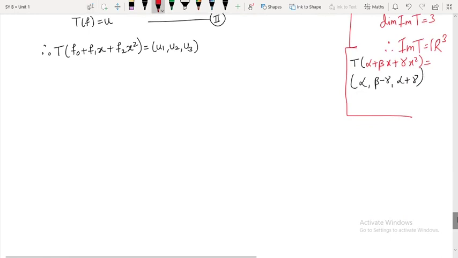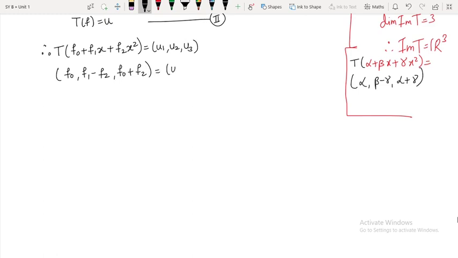So over here what we are going to get is T of f. Now we are going to operate T. Since alpha comes first, here we get f0; there beta minus gamma, so here we get f1 minus f2; and there alpha plus gamma, so here we get f0 plus f2, equal to u1, u2, u3. Okay, now simply compare.